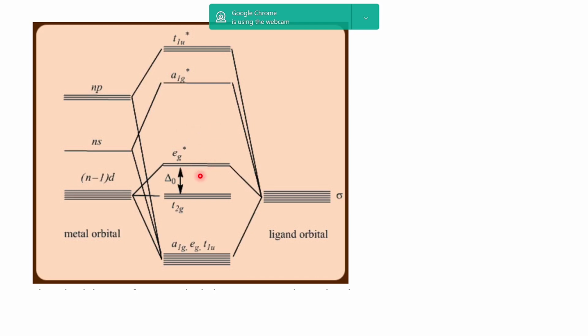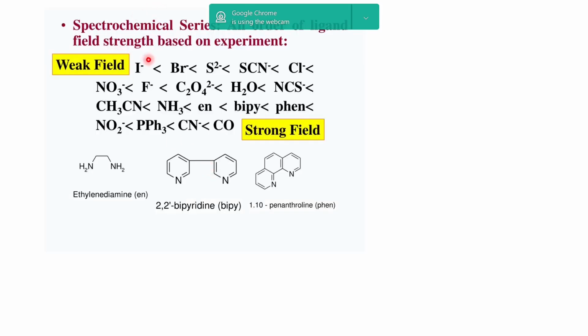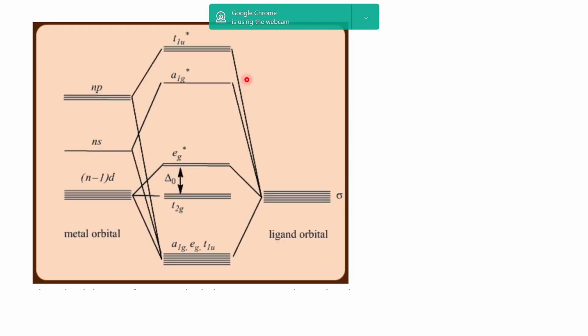So maximum, this setup can have 22 electrons. 6 plus 6 plus 6. So 12 plus 6 plus 4, 22 electrons at the max. But it is not a rule. It can be 21, 20, 19, 18, 14, does not matter. This is the case for the weak field ligands like I minus, Br minus, H2O, etc.